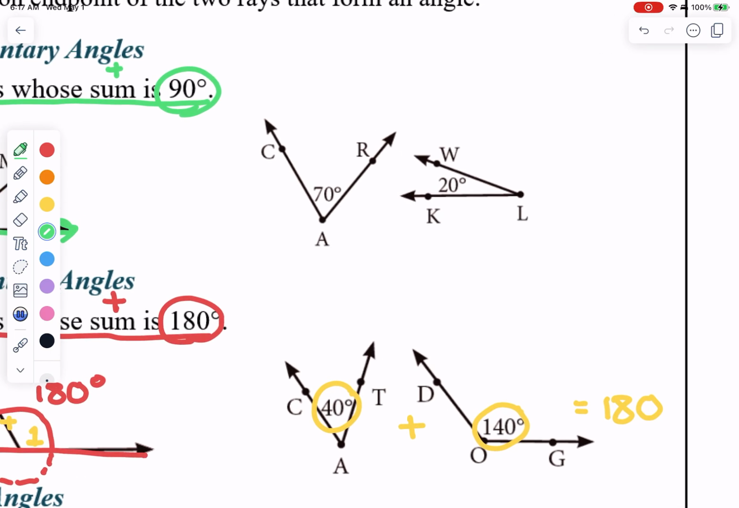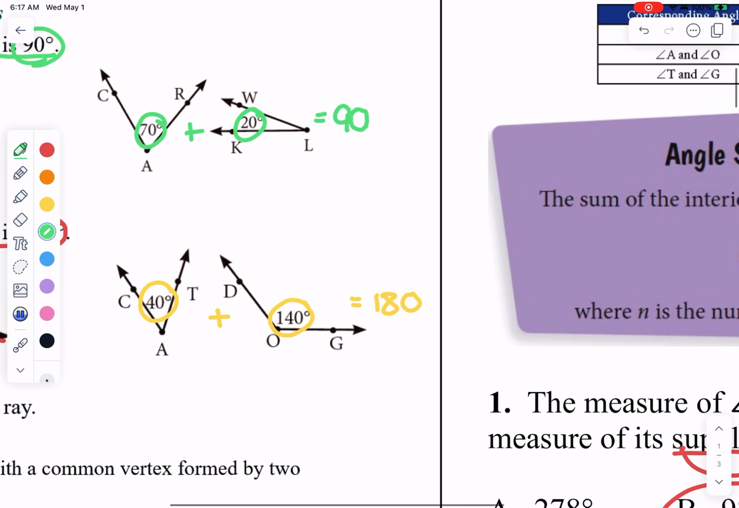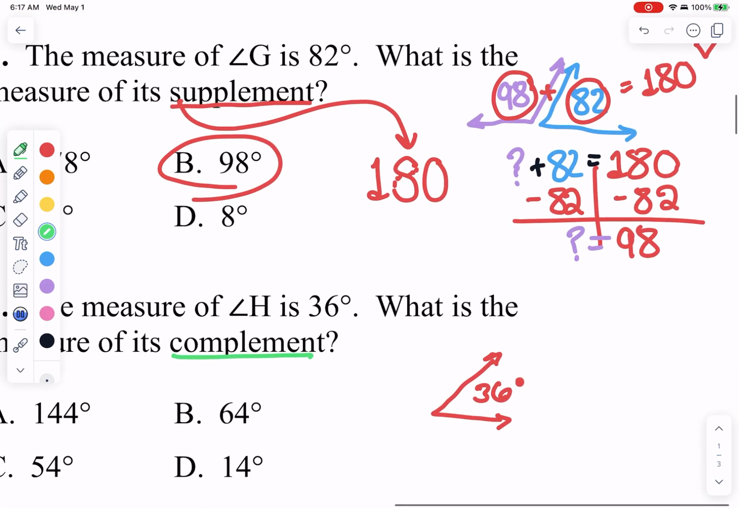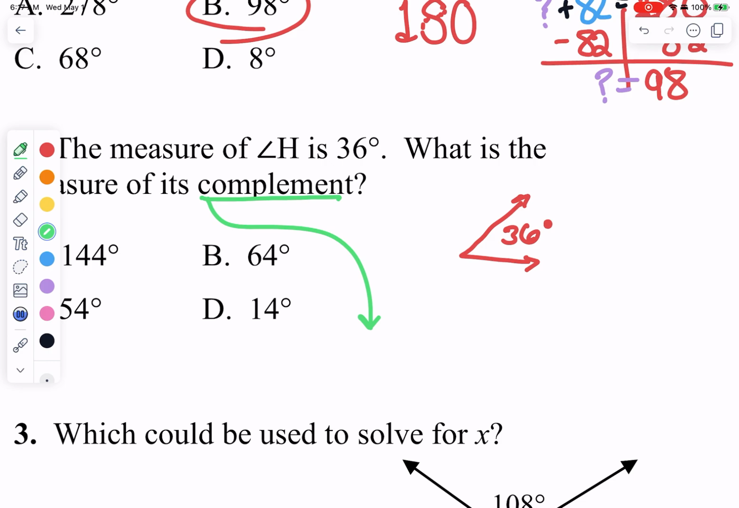Another example is this angle CAR and 70 and 20. Well, the sum of 70 and 20 is 90. So these are complementary angles because they add to 90 degrees. The way we remembered that complementary is 90 was because we used that first letter C to create the 9 that is in 90. That's how I remember the difference between supplementary, 180, and complementary, 90. All right.